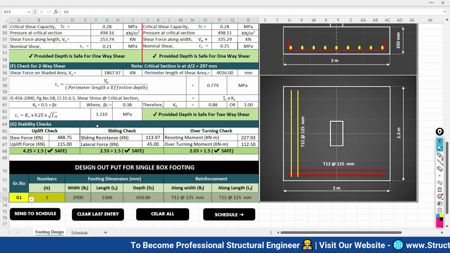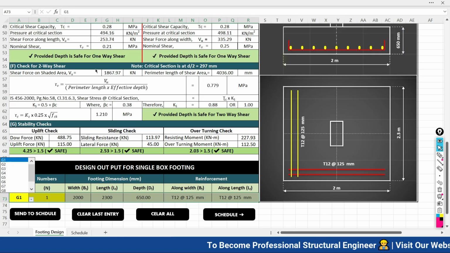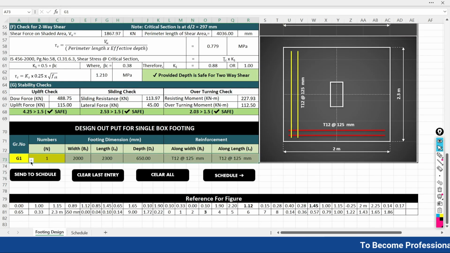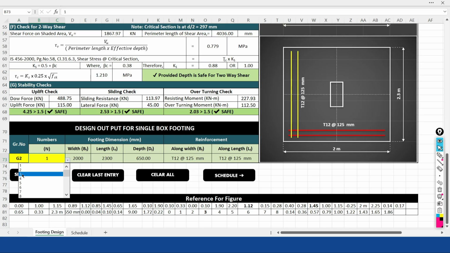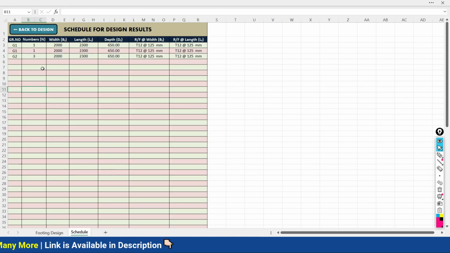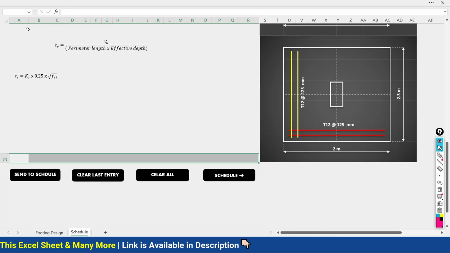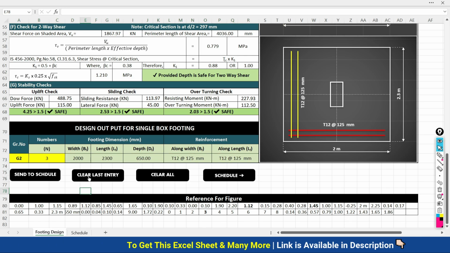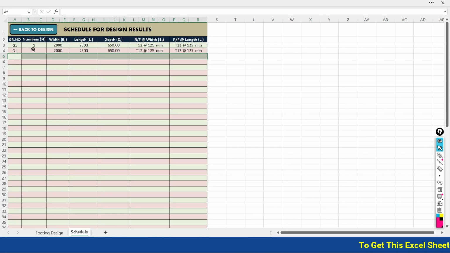When you come back to the design sheet, if suppose another design you have done here, then you have to take it in group 2, and suppose 3 number of footings are there in this group, then you have to click over this send to schedule. So that is what is going to be updated in your schedule list. But if you feel that the last entry is done by mistake, then you can click over this clear last entry. Once you click over the clear last entry, now in your schedule list you will find only 2 entries.